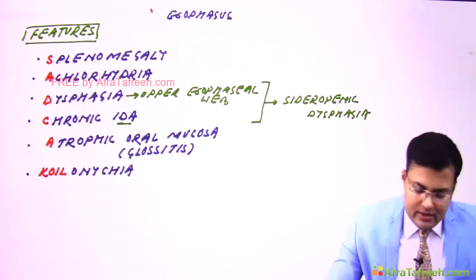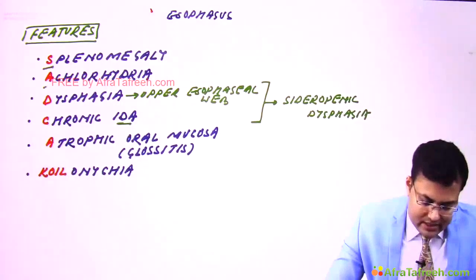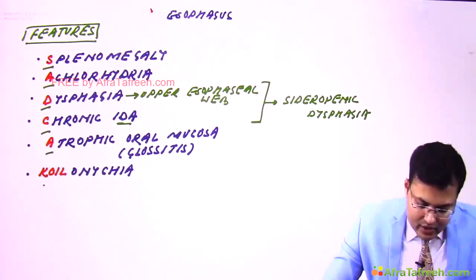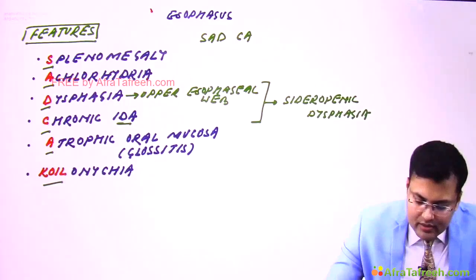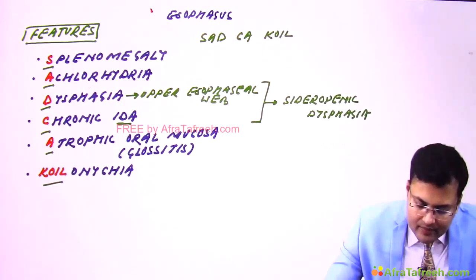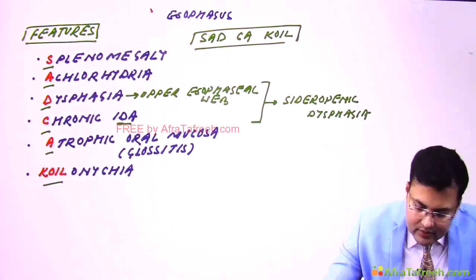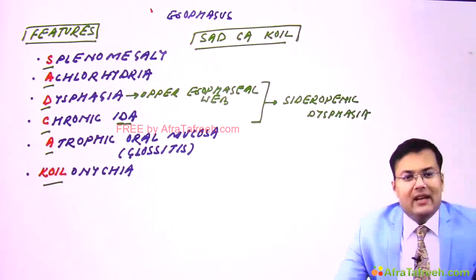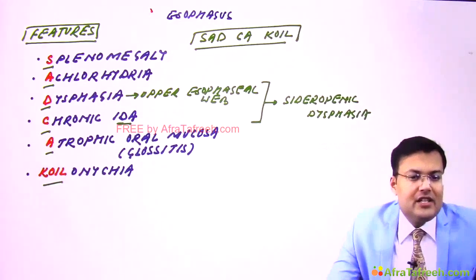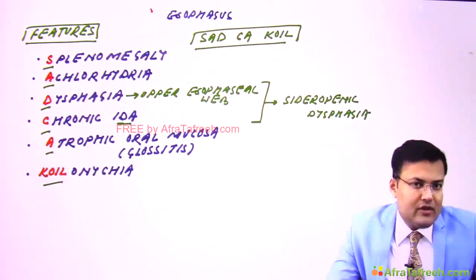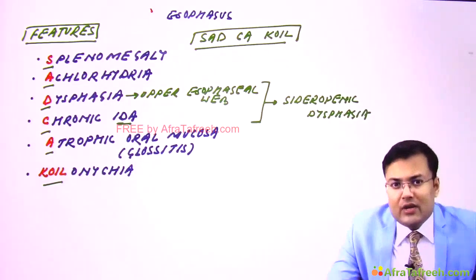How to remember? The mnemonic is SAD, CA, koil. Clear? So this is splenomegaly, achlorhydria, dysphagia, chronic iron deficiency anemia, atrophic oral mucosa or glossitis, and koilonychia.